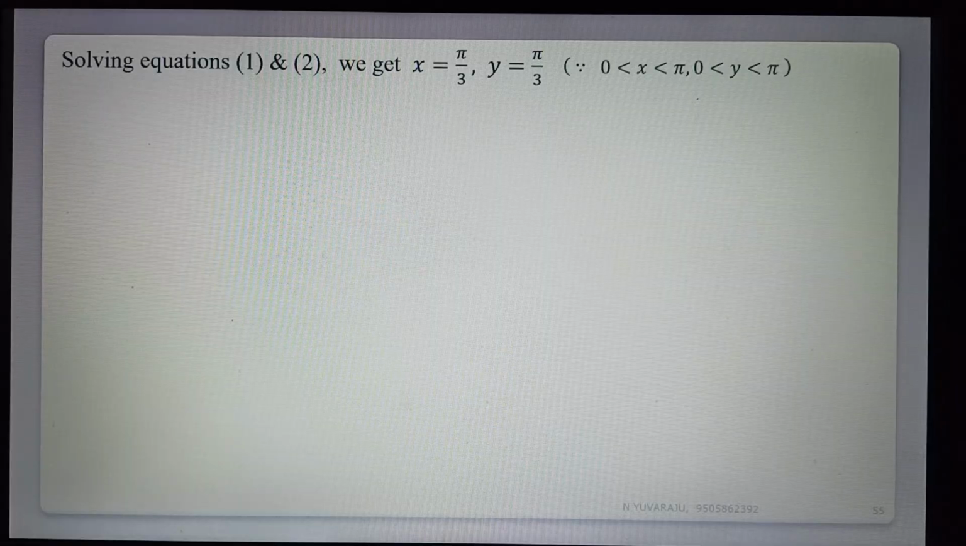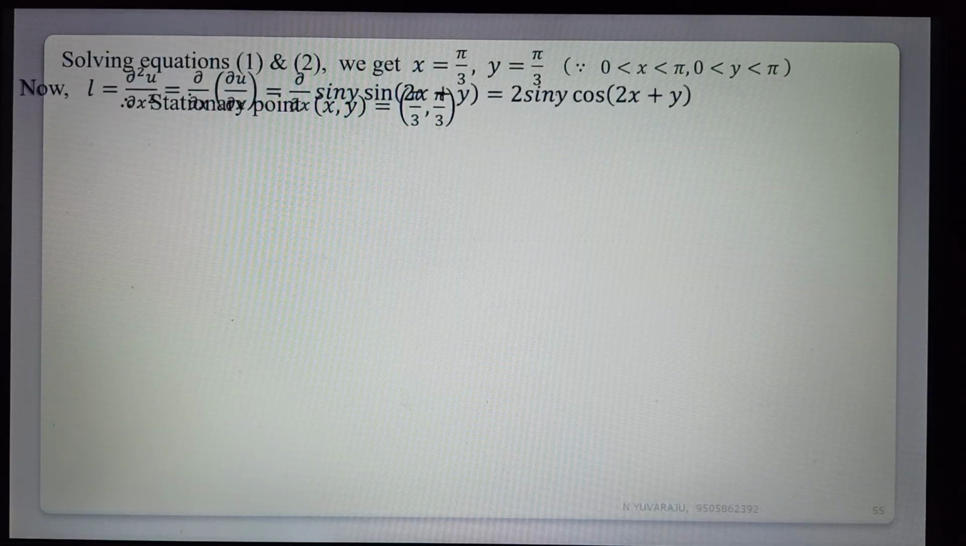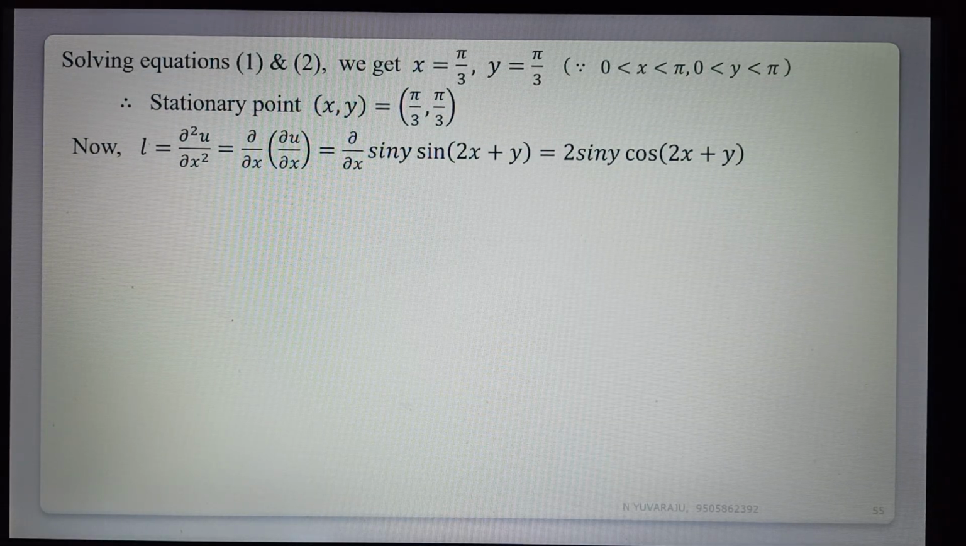So solving equations 1 and 2, we get x is equal to 5/3, y is equal to 5/3. The stationary point is (5/3, 5/3). Now finding the second order differentiation, L is equal to ∂²u/∂x², that is ∂/∂x of (∂u/∂x) is equal to ∂/∂x of sin y into sin of (2x plus y), that is equal to 2 sin y cos of (2x plus y).